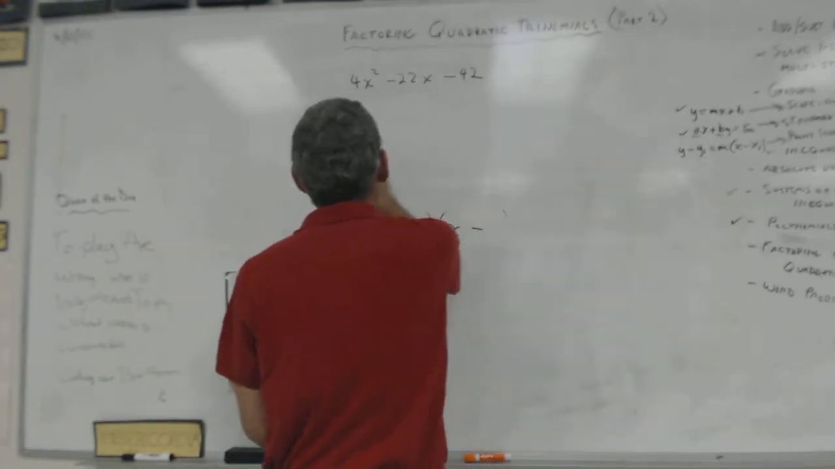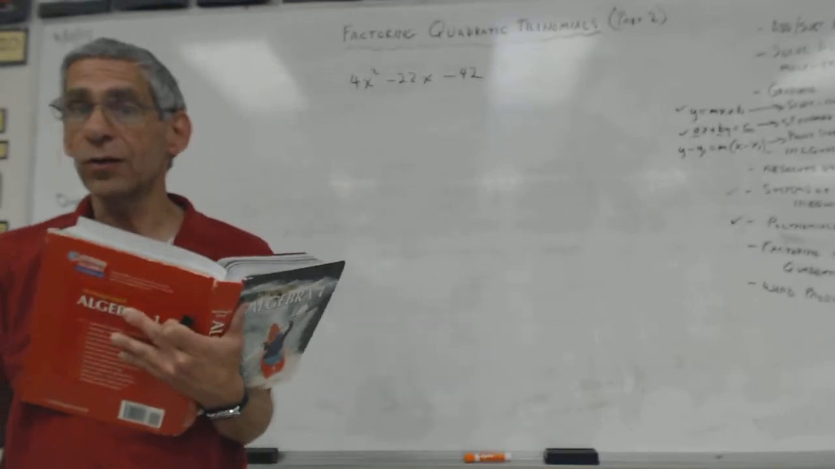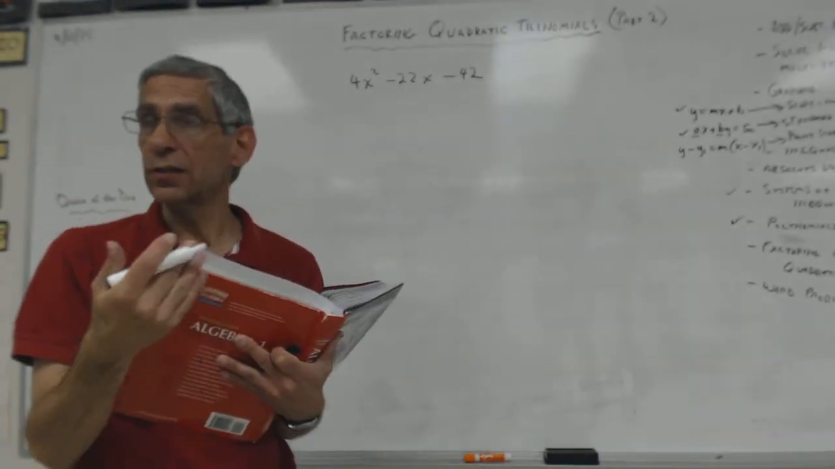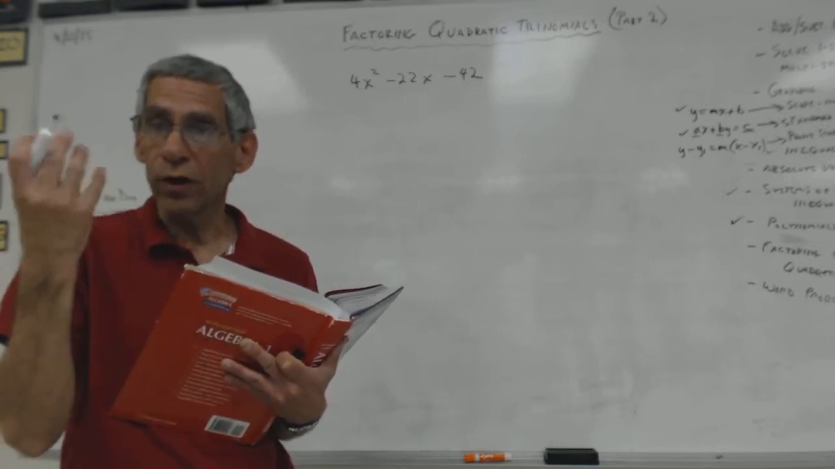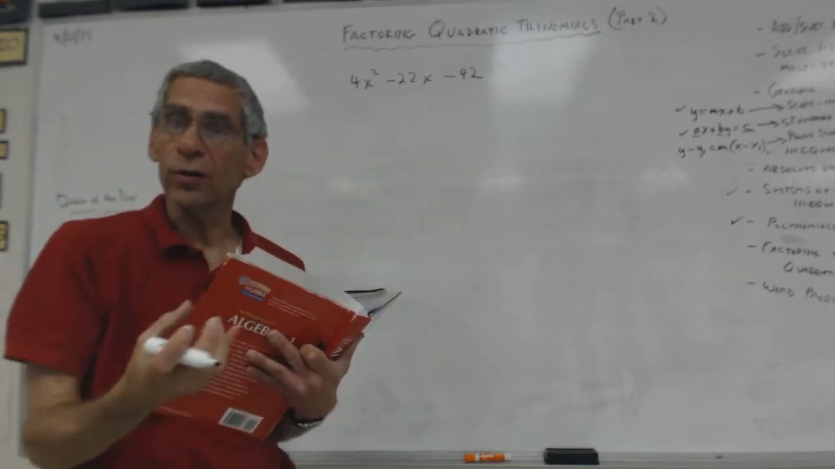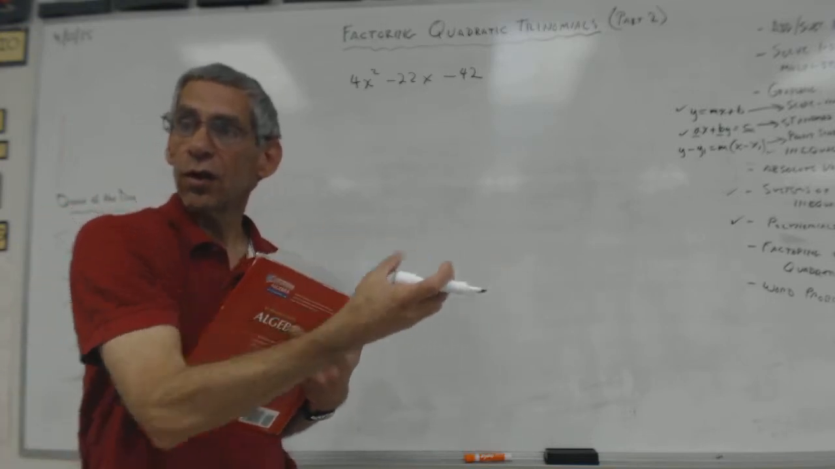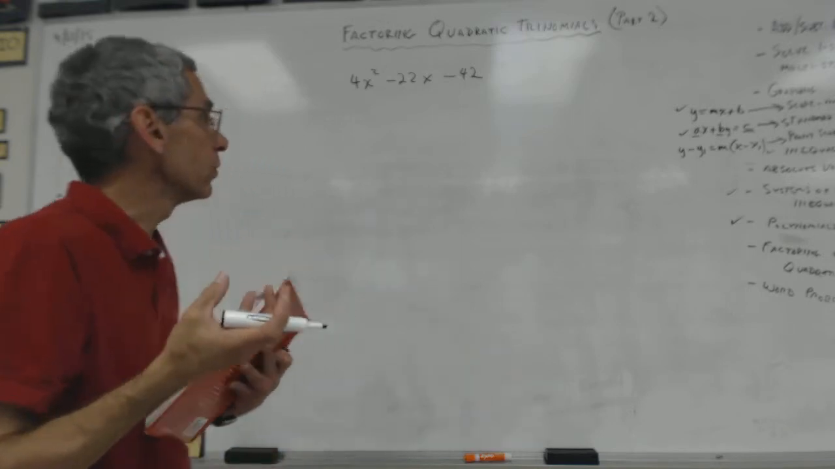But I'm going to be teaching you methods where there is an A other than 1, but you can't factor it out because whatever the A is doesn't go into all the terms, right? And there's nothing else in that A that goes into all the terms. So there's always going to be an A in there other than 1.